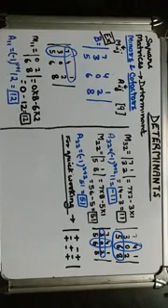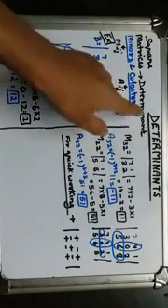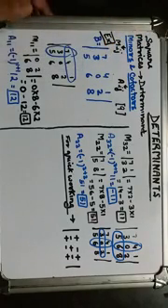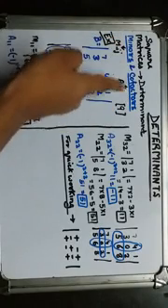Now children, in the determinant chapter, in the last lecture we discussed how to take out the determinant of a square matrix, because a determinant can be taken out in the case of a square matrix only. Today we will discuss minors and cofactors. What are minors and cofactors?